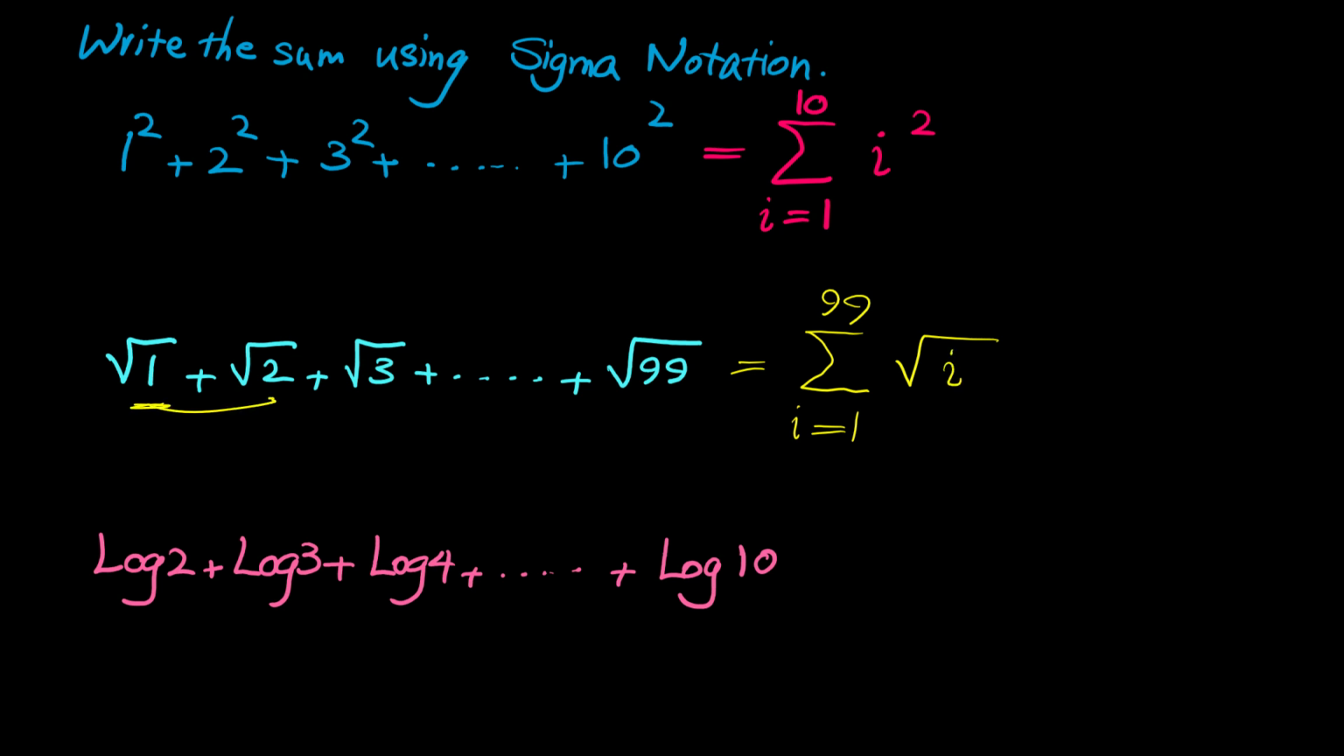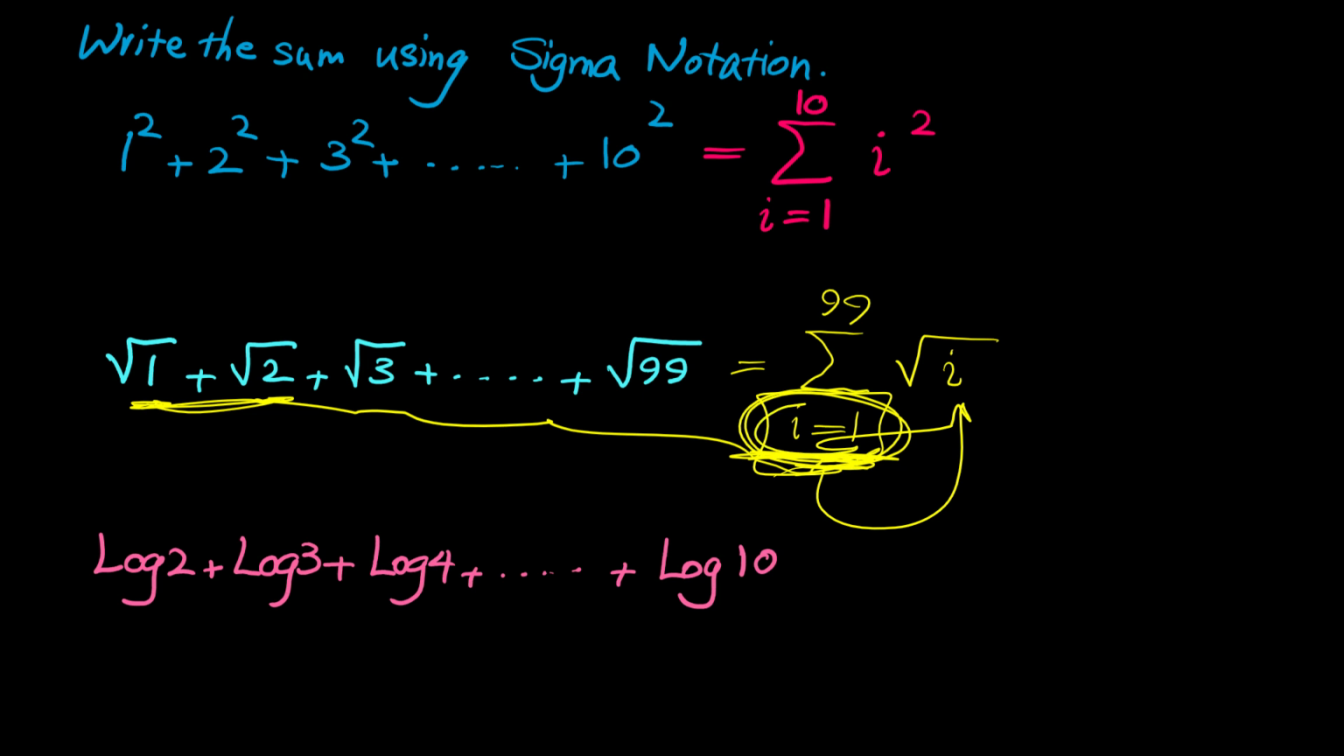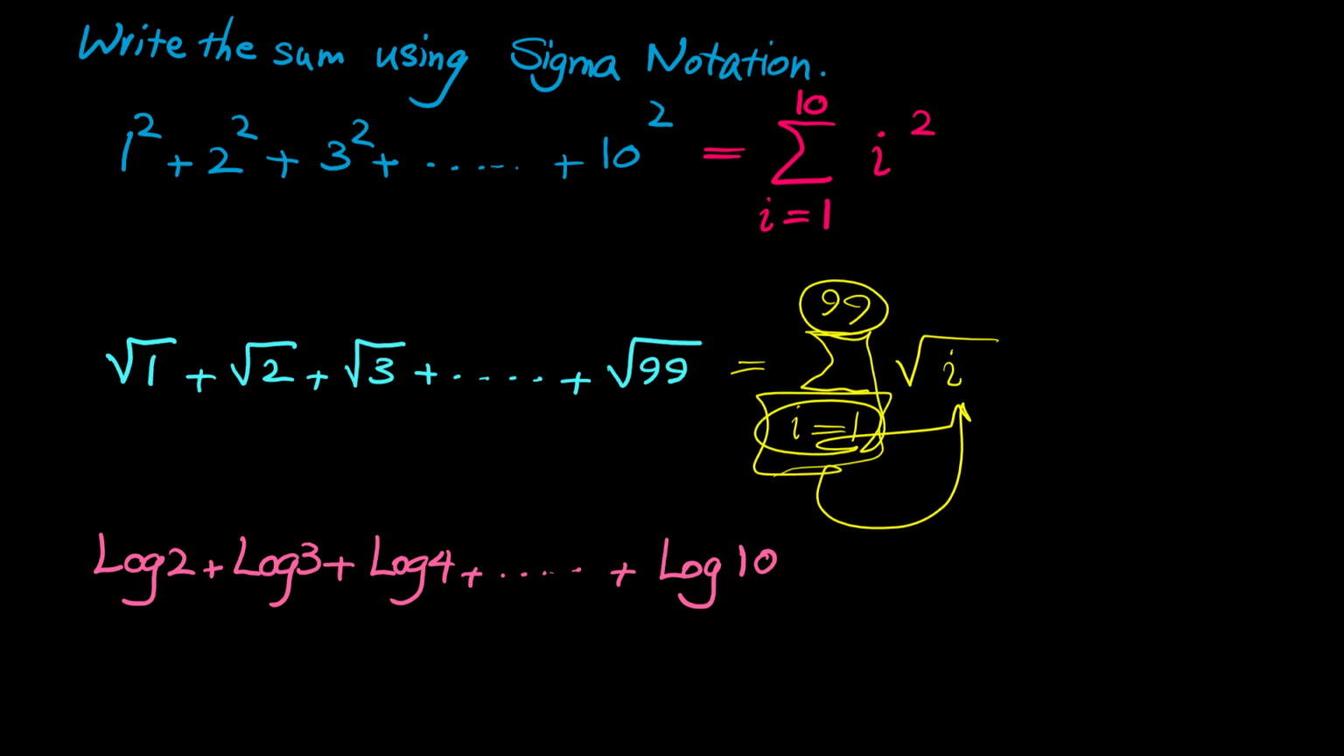It's 1, then it is 2. It's not constant. 1, 2, 3, 4. And it is the job of i to do that, because i changes from 1 to 99. So we can write this sum in the form of sigma radical i from 1 to 99. Look at the next example.